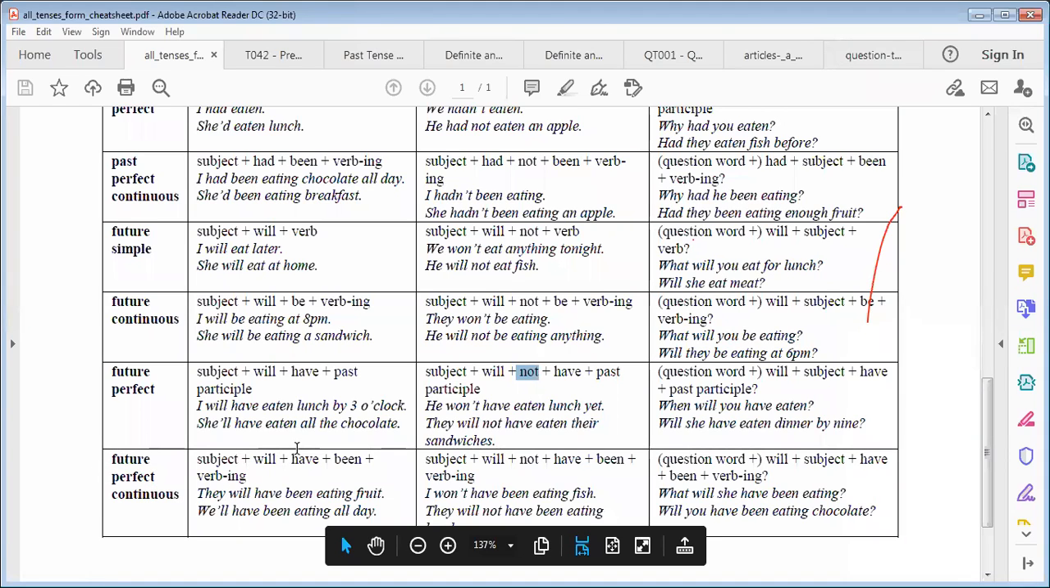Will tells us that it's a future tense. Have been, perfect tense. Verb plus ing, continuous tense. They will have been eating fruit. We will have been eating all day.